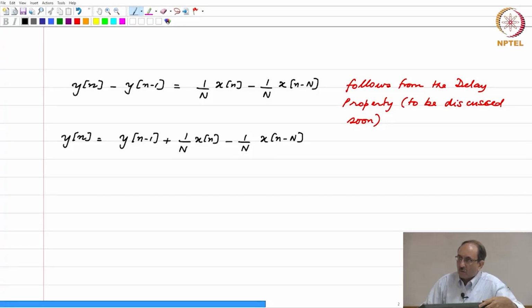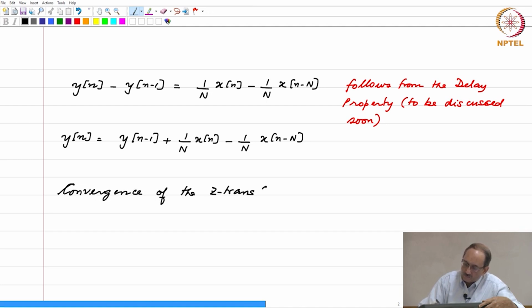Now let us talk about convergence. Because you have a sum going from minus infinity to plus infinity, you need to worry about whether this quantity exists or not. There are many criteria for convergence.